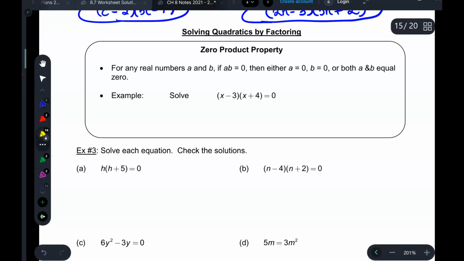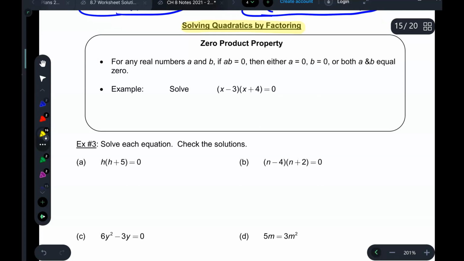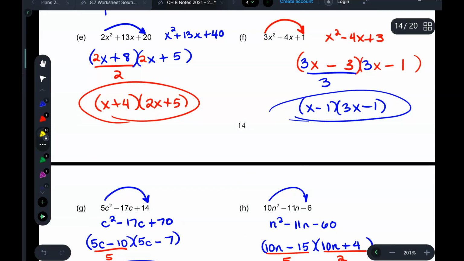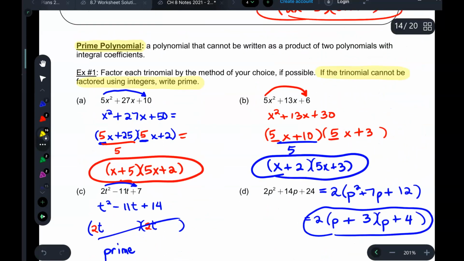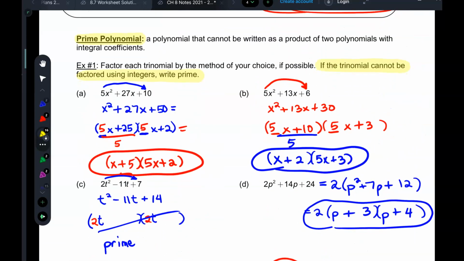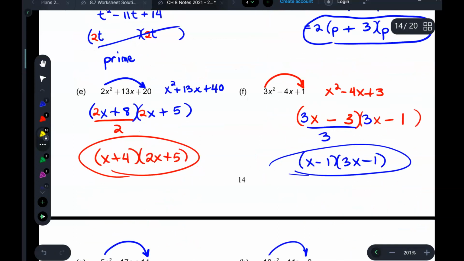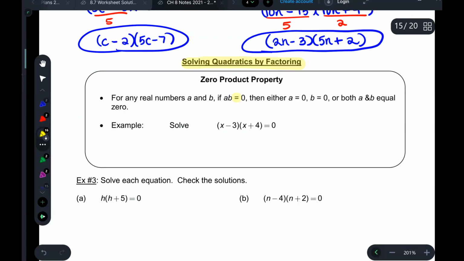Okay, so the only difference here is that we're actually solving. So what does that mean? Well, when we solve, you have to have an equals. We have to have an equation. Notice if we look back at all the previous problems, was there anything that was equal to? No, we were just factoring. Okay, so now we want to throw in this extra step of actually solving it.